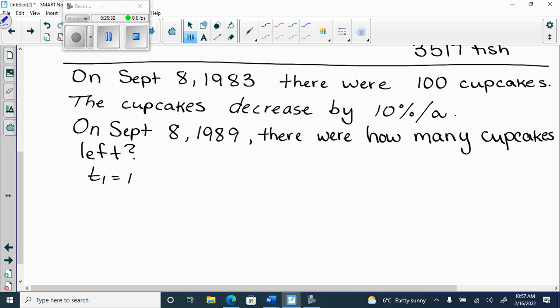So T1 is 100. N is 1989 minus 1983 plus 1, which is? I was scared I didn't write the numbers in the right order, but see, 1883. I knew there was something wrong.